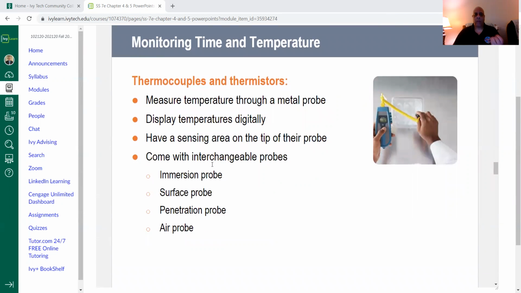Then you have thermocouples and thermistors. And what they do is measure temperature through a metal probe. They also display temperatures digitally. They also have a sensing area on the tip of their probe. And they come with interchangeable probes. There's your immersion probe, your surface probe, your penetration probe, and your air probe.